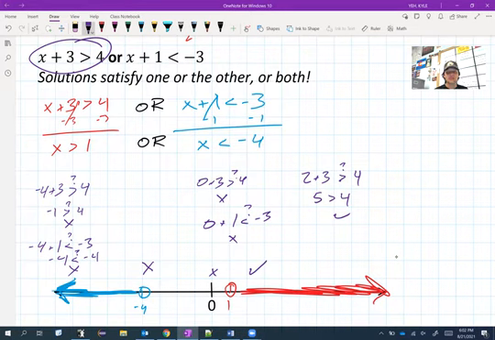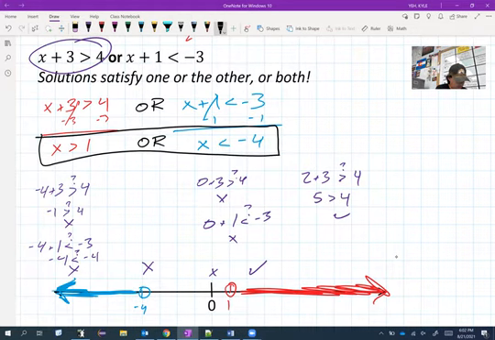So I checked a few different spots in my number line, feeling really good. Final answer, x is greater than 1 or x is less than -4.